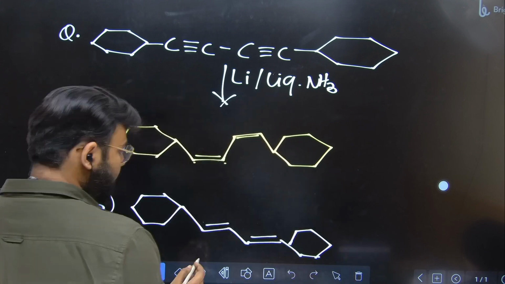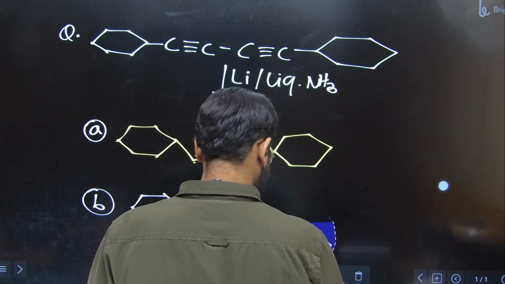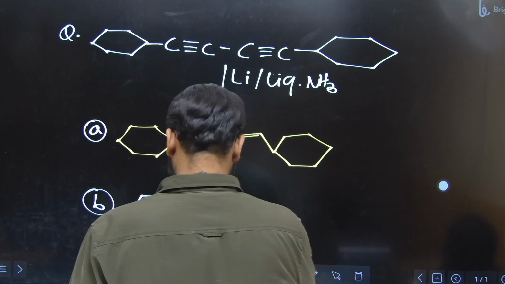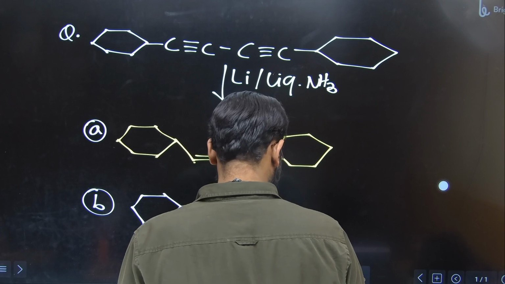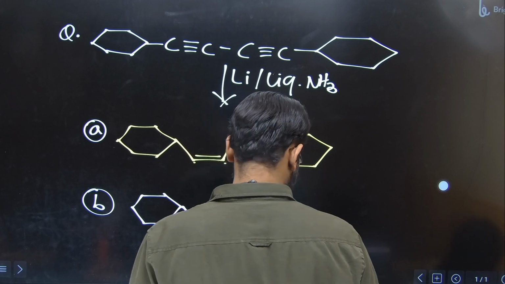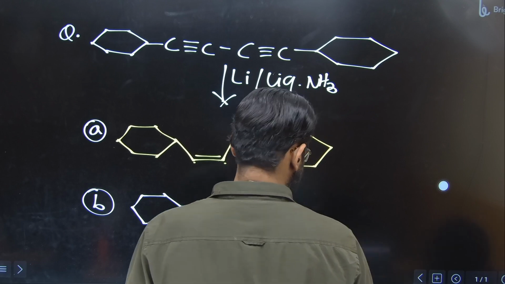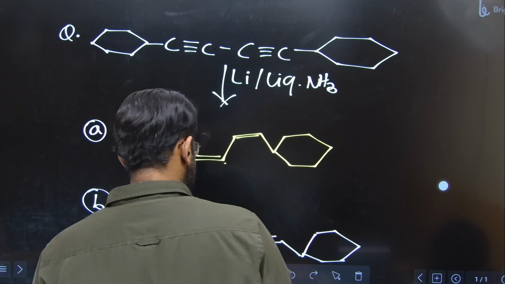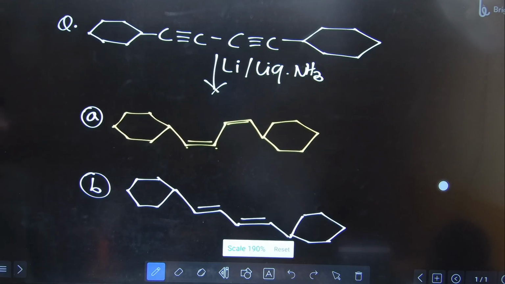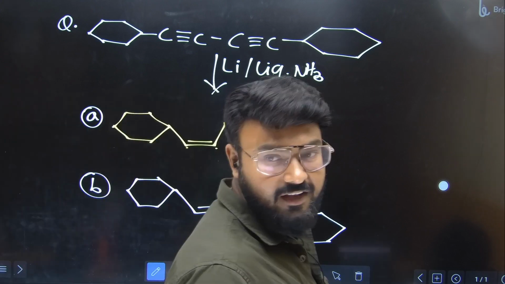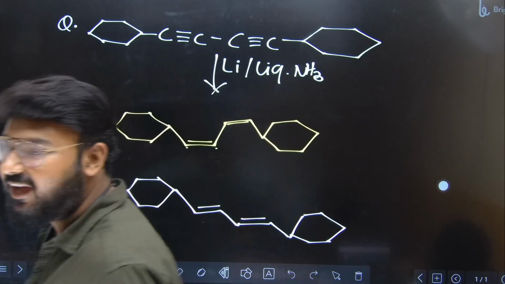So it should have 1, 2, 3, and then the fourth. So guys, tell me which answer is the trans one. You all know liquid ammonia, right? Lithium in liquid ammonia will give trans. Tell me which one is the trans form. I have made it easier.